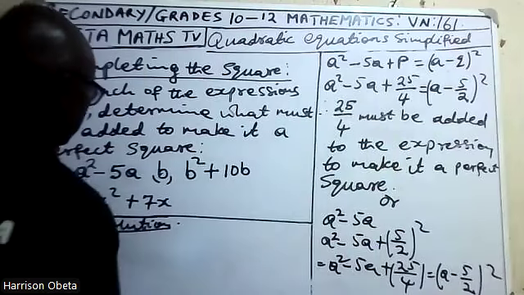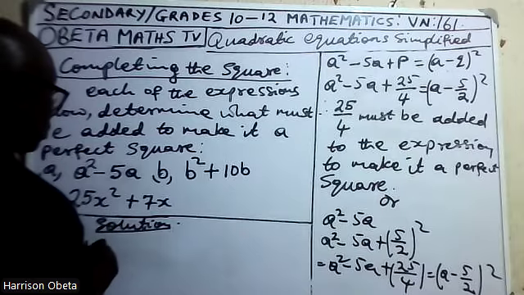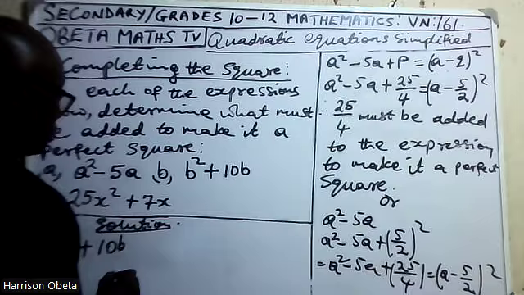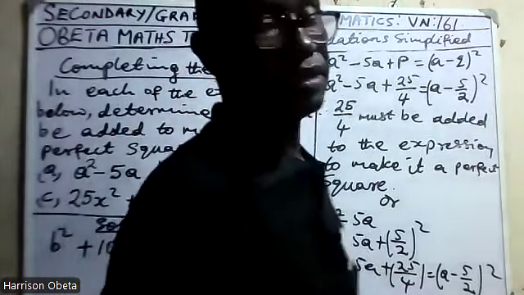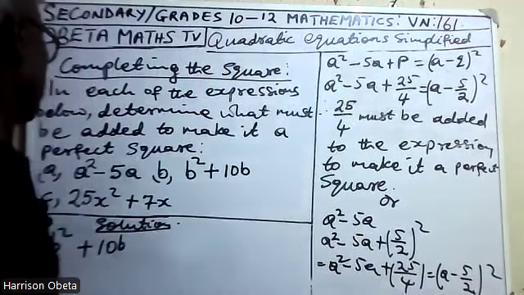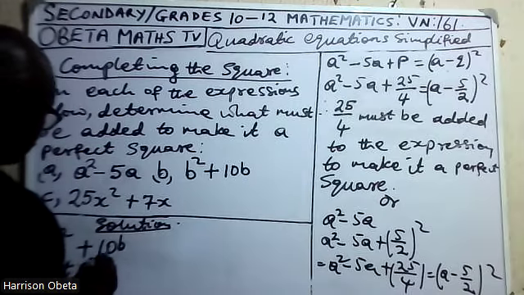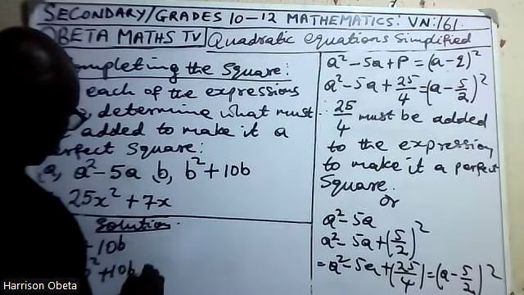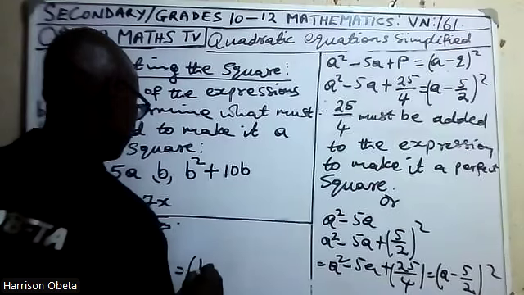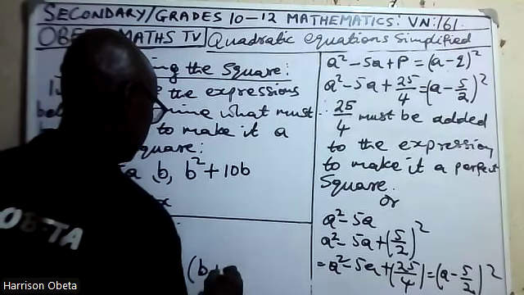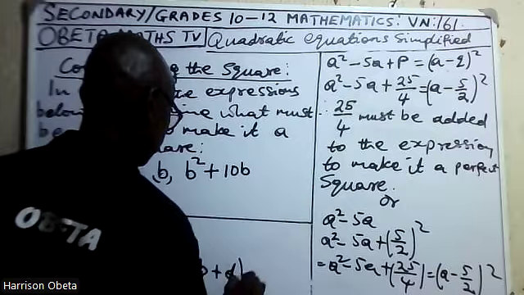And then B, in B we have B squared plus 10B. We are looking for something to add to make it a perfect square. So we can continue by saying that let B squared plus 10B plus C, for instance, equal to B plus D squared, all squared.